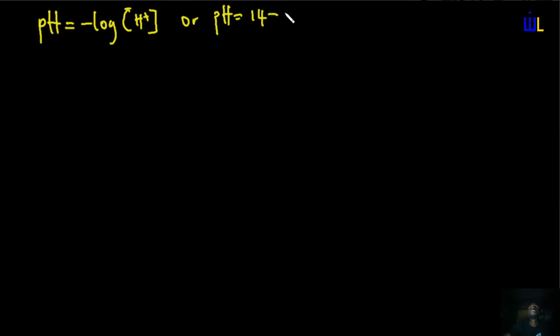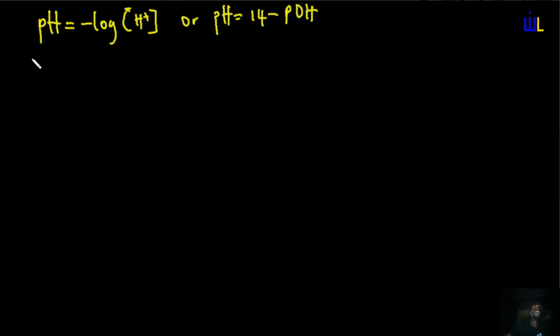Now, with that said, where are we? Yes. So we are asked to find the pH. The formula of pH is equals negative log of concentration of hydrogen ion, or pH is equals 14 minus pOH.